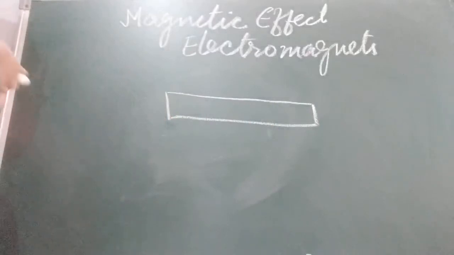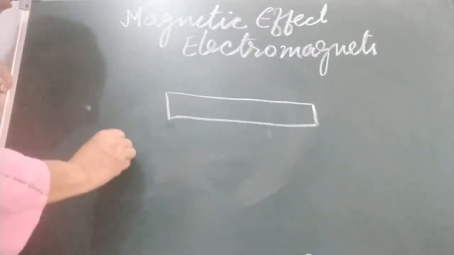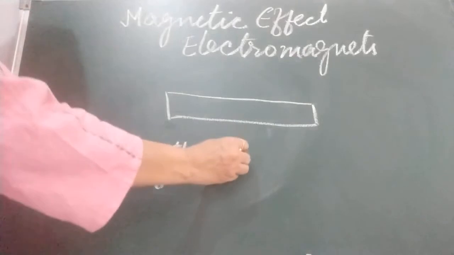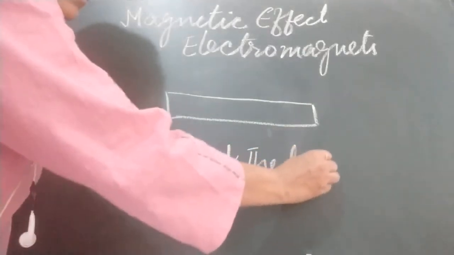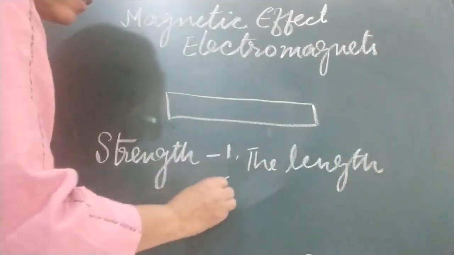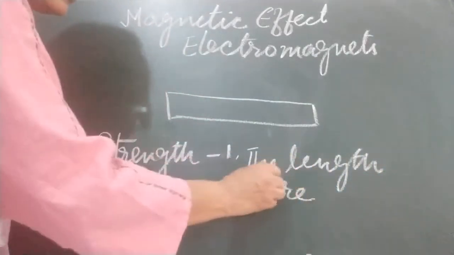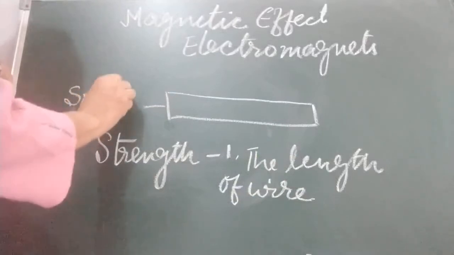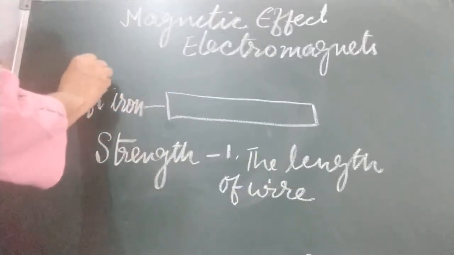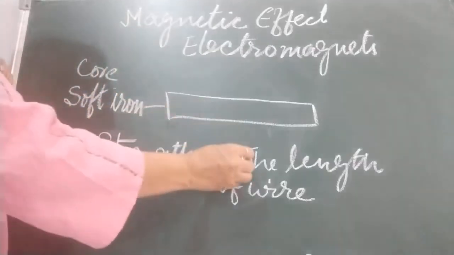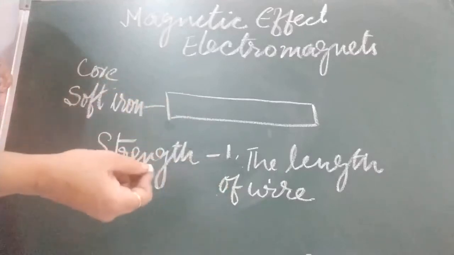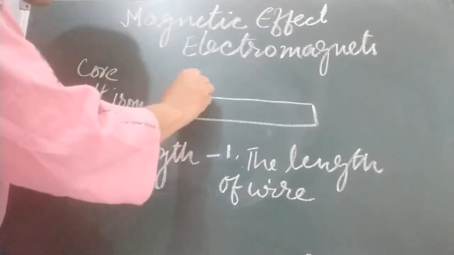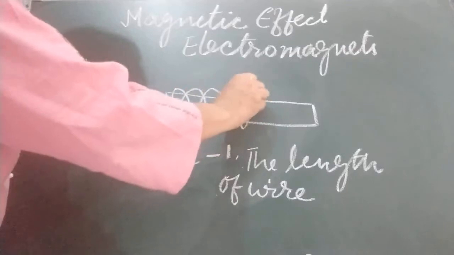Children, here two things are very important for the strength of the magnet. First thing, the length of wire. Here I have taken soft iron. Soft iron increases the magnetism. That is why we use a soft iron core, or we call it the core. Okay, the wire we take, a simple wire, is going to behave like a magnet. We are going to wrap it around this core.